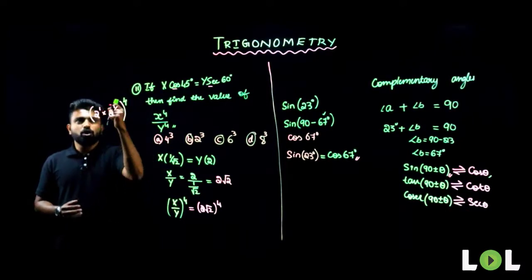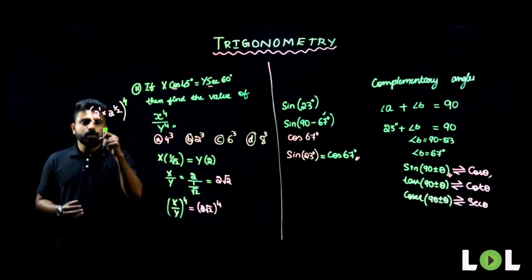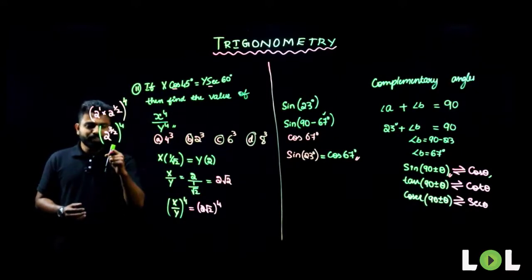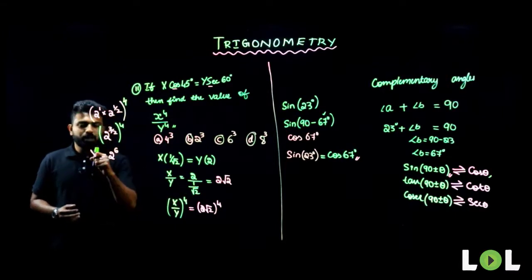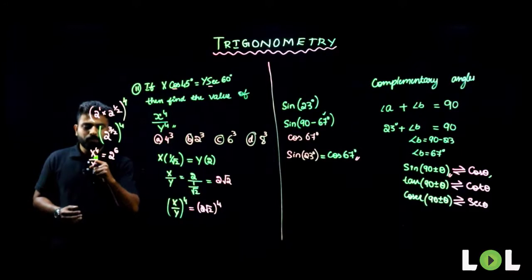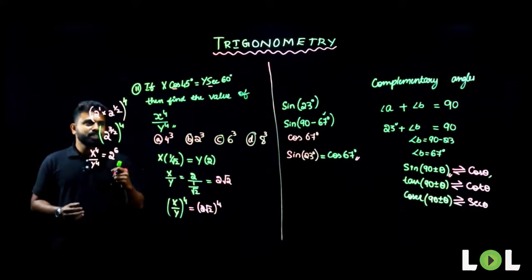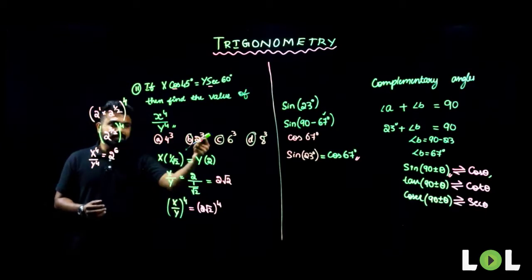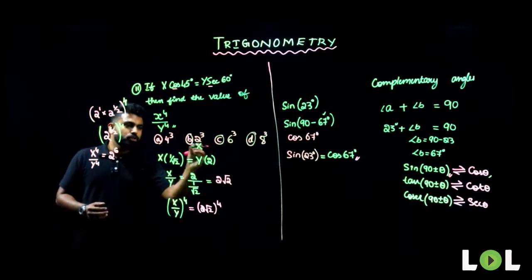So now if I use the laws of indices, what will I be getting here? 2 to the power 3 by 2, the whole power 4. Again using the laws of indices, I will be getting 2 to the power 6. And this will be the value of x power 4 by y power 4. Do we have this in our options? There is no option of 2 power 6. There is a value of 2 power 3. So this is not my answer.